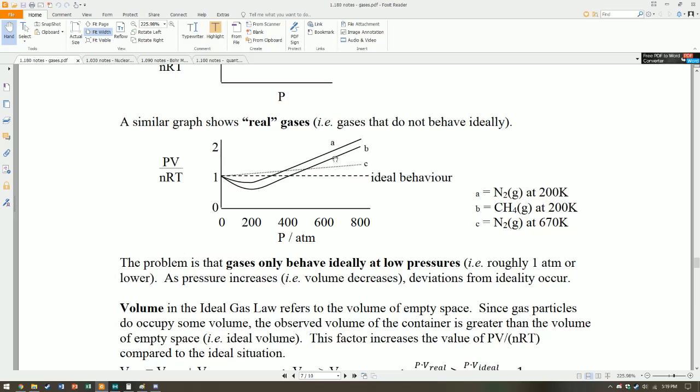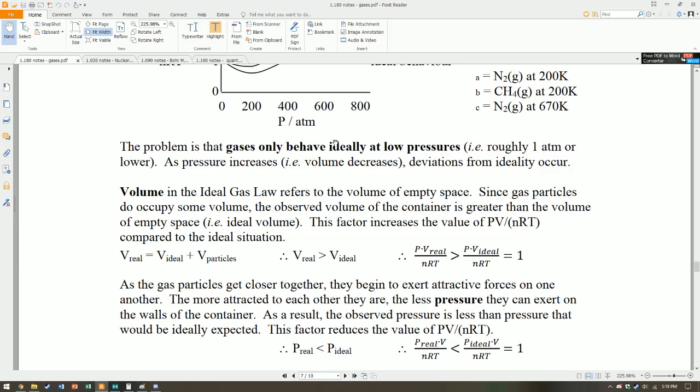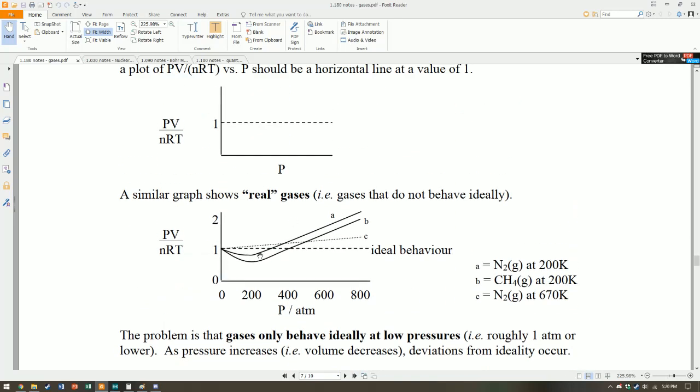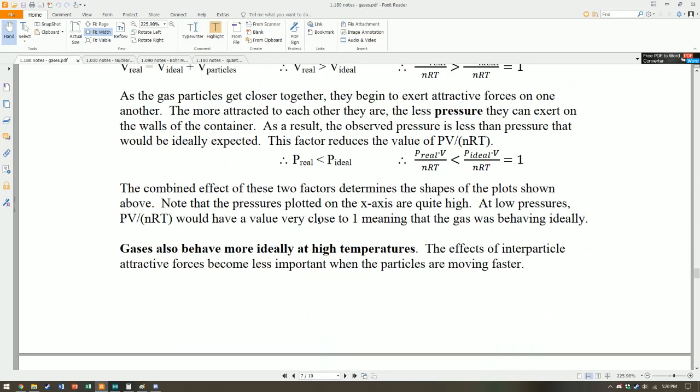And then similarly, at this point, the volume of the gases needs to be considered. So greater than 1, less than 1. Less than 1 here is due to intermolecular forces. And this is due to the fact that gases occupy volume in the real world.